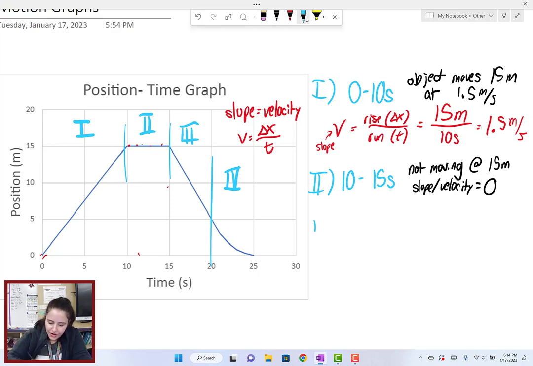Moving on to the third chunk, from 15 to 20 seconds. Now it's going back, all the way back to 5 meters away from its starting position. Its slope is negative, which means the velocity is negative, which means it's going in the opposite direction, back toward its starting point. It's moving from 15 to 5, so it moves 10 meters back towards the starting point.